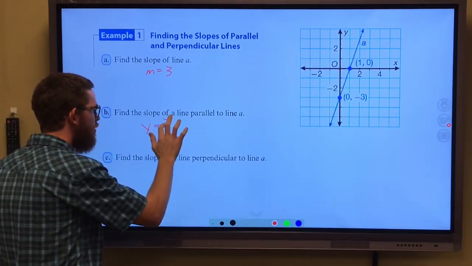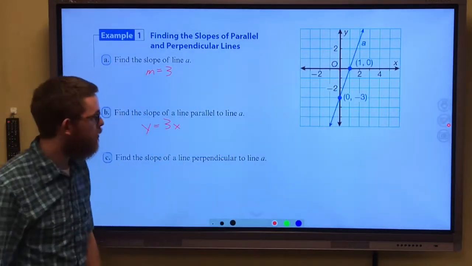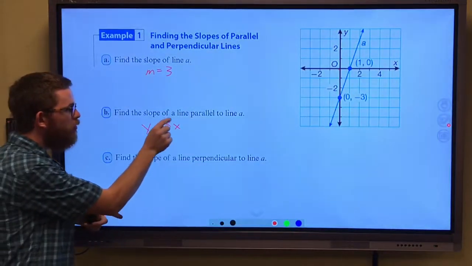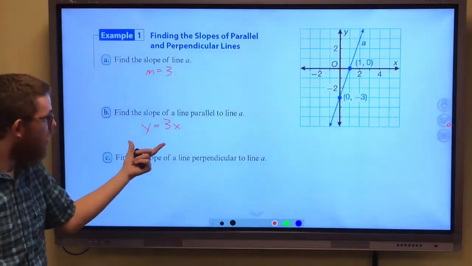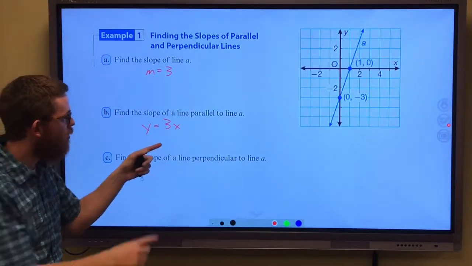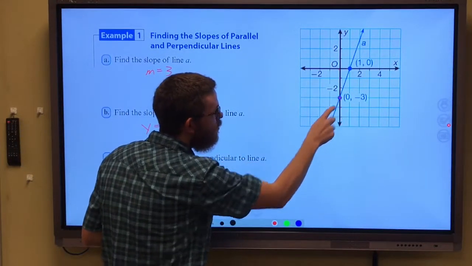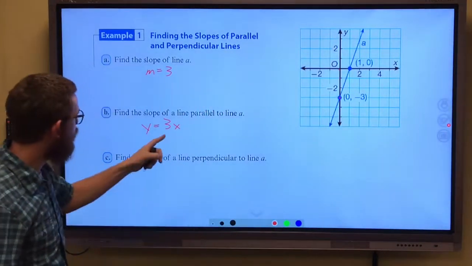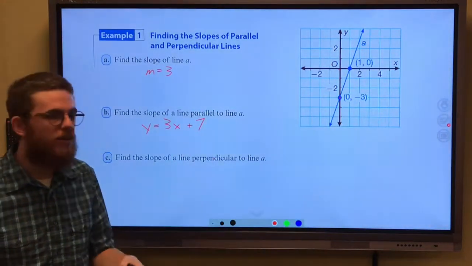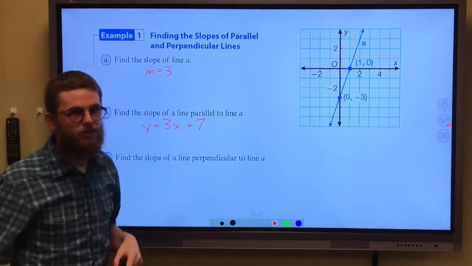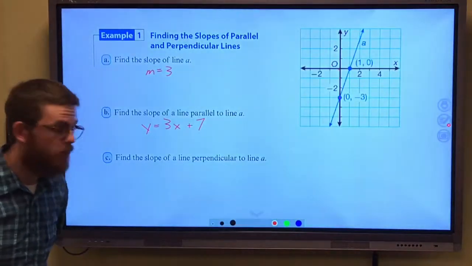Find the slope of a line parallel to A. Well, that's going to be the equation of anything that has a different y-intercept than line A. As long as your slope is 3 and you have a different y-intercept, it would be parallel. Notice the y-intercept of line A is +0. As long as we don't have +0, then we're a different line that is parallel. So I'm going to put +7, but it could be anything as long as it doesn't say +0 right there. It has to have a different y-intercept, but the same slope.